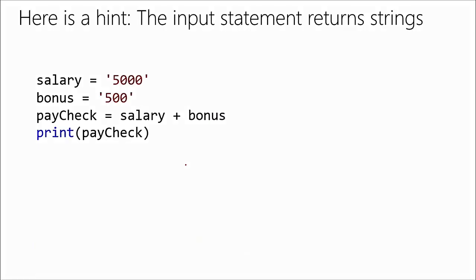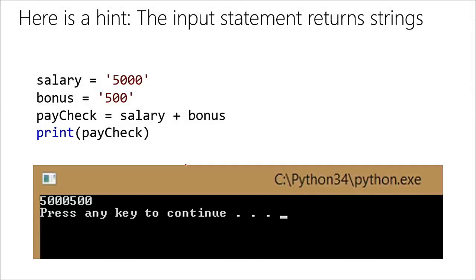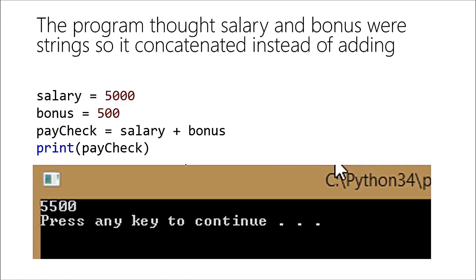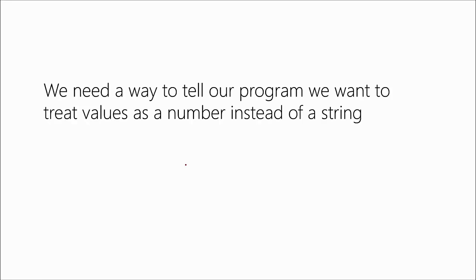So what we need to do now is, we got this weird result that happened because it was basically treating it as strings. It was as if we had typed in a salary of 500 with quotes around it and a bonus of 75 and got these strange concatenated strings. So what we have to do is somehow convince it that when it gets that result from the input statement, to treat it as a number.